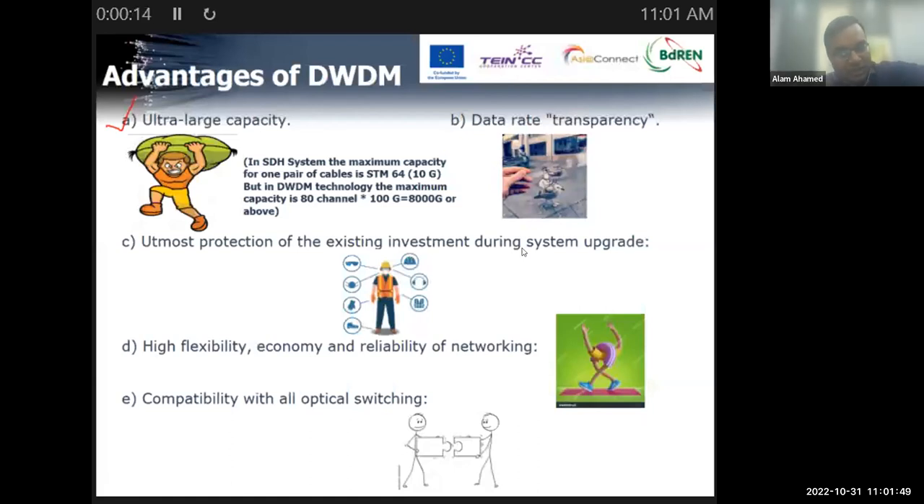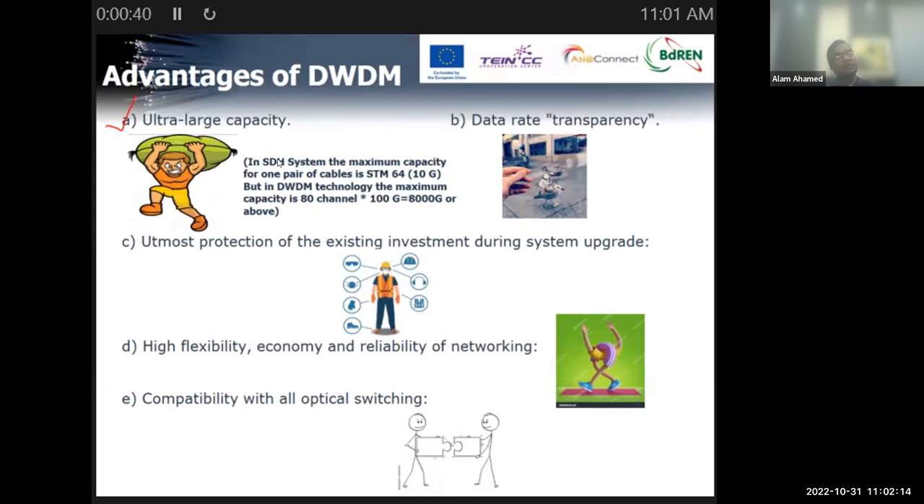In SDH system, maximum capacity of one pair cable is STM 64, that means 10G. But with DWDM technique, the maximum capacity is 80 channels, every channel carries 100G, that means 8000G. But you cannot change optical fiber from Dhaka to Narayanganj. This is the advantage, and this is the disadvantage for the SDH channel.